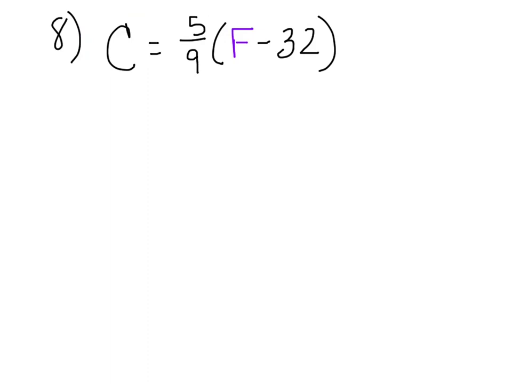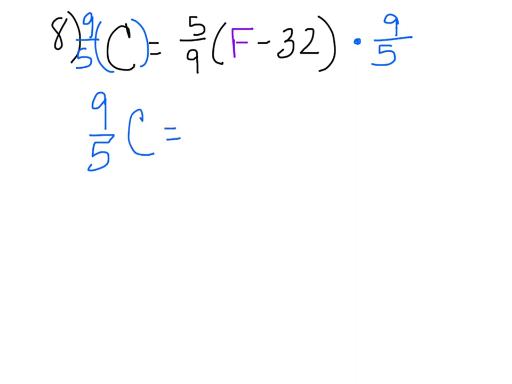Example number 8. I want you to solve for the f. Get the f by itself. Step 1. Get rid of your fraction. You multiply by the reciprocal. So what's the opposite of timesing by 5/9? You would times both sides, or you can use parentheses, by 9/5. This is incredibly easy. 9/5 times c is 9/5 c. That's it.